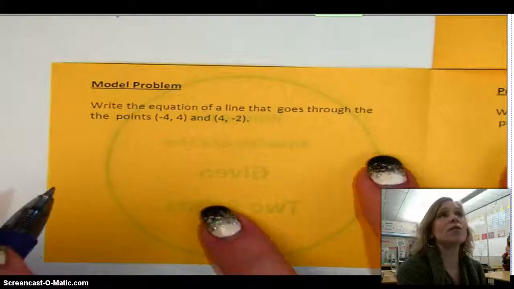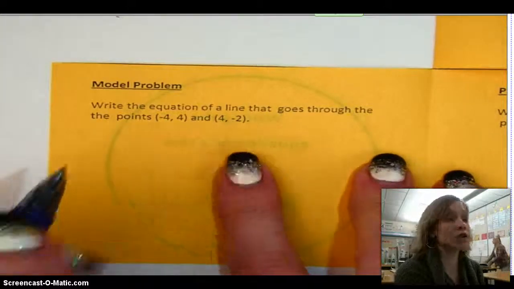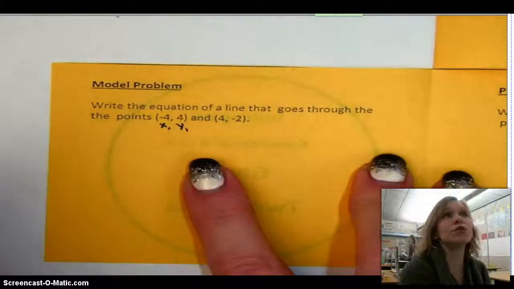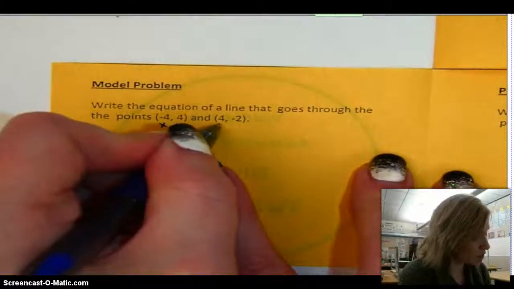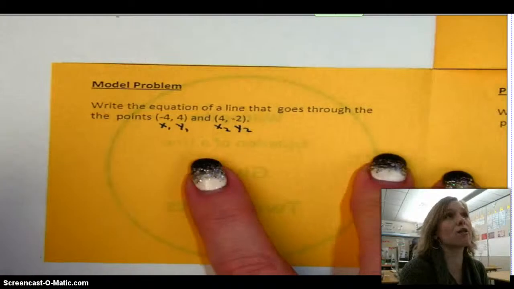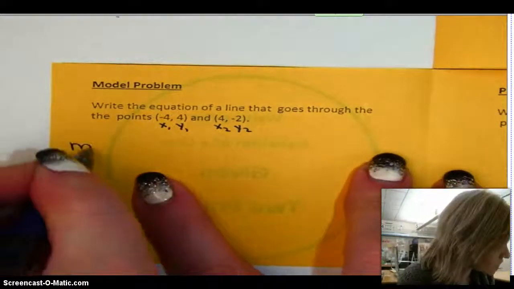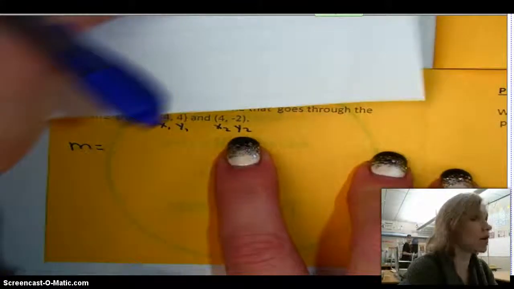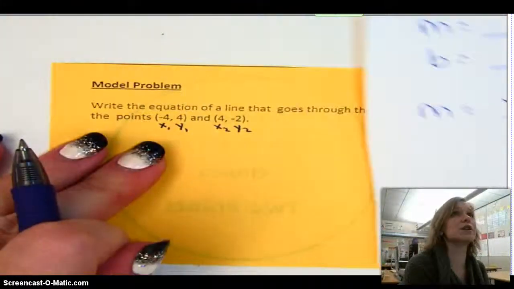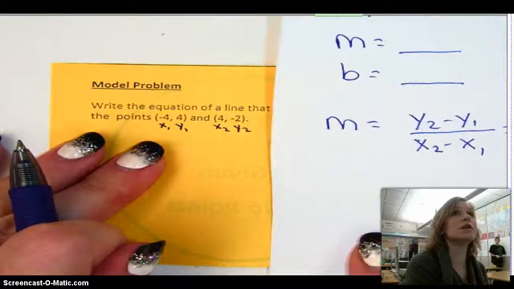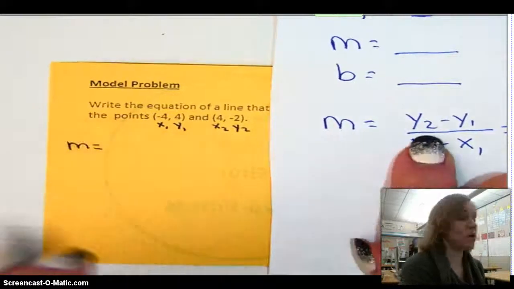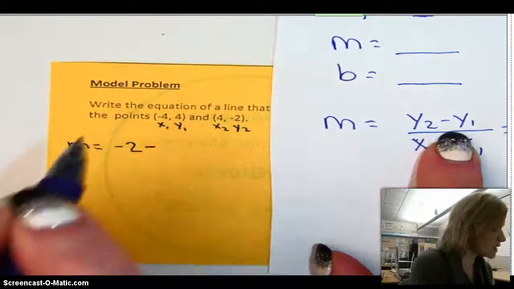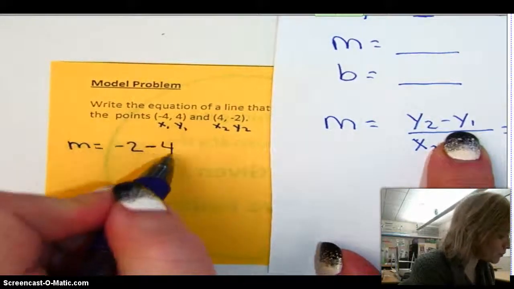So we're going to start off right away by finding the slope of our 2 points. And like I said, we have x1, y1, because that's our first ordered pair, and we have x2, y2, which is our second ordered pair. So let's go ahead and find our slope. Going back to our original equation, we're going to look for y2. So in our ordered pair, we have y2, which is -2, and we're going to subtract y1, which is 4.